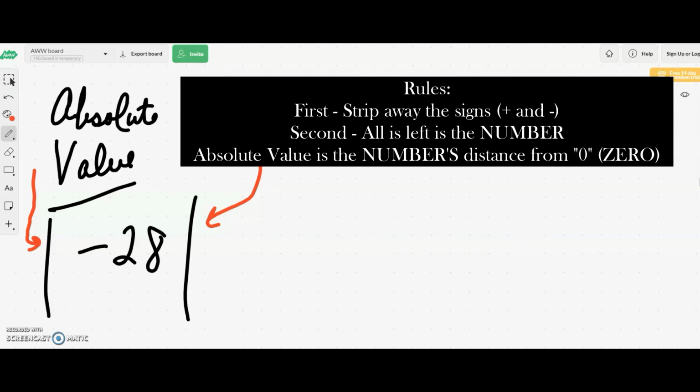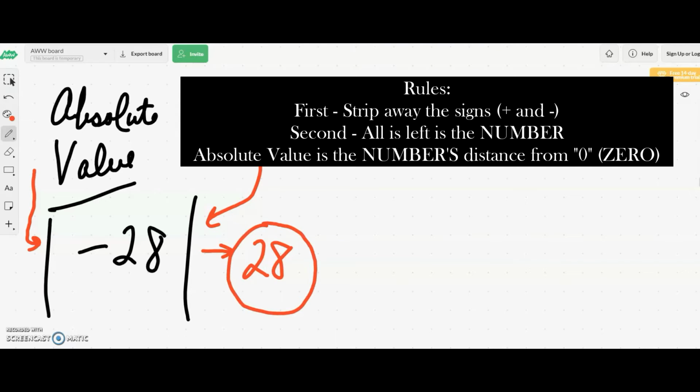we do is take this number, negative 28, and we strip it down to basically just what's left. We eliminate these bars, and we eliminate this sign. What you're left with is 28. That's the absolute value. Now, you're going to say, well, what is absolute value? Well, the first rule I said was to strip down the signs. You strip down the signs, and all you keep is the number.